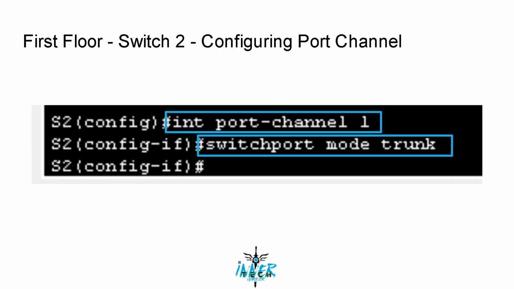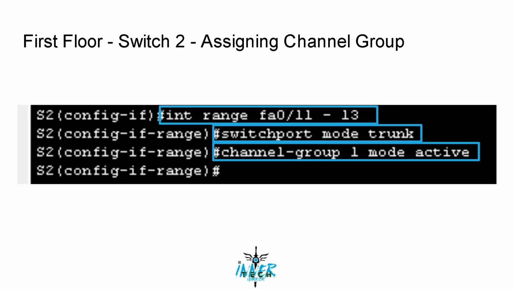Let's create our port channel group with the interface port-channel 1 command. Then we'll apply the switchport mode trunk command. Next, let's apply the port channel group to the correct interfaces with the interface range FA0/11 through 13, and then switchport mode trunk, and then channel-group 1 mode active.